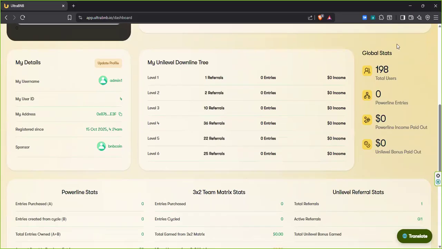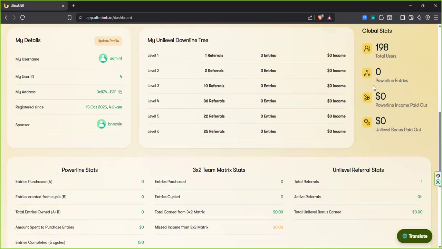Now moving on to the next, which is the global stats. The global stats are not something complicated. We have the total users at the moment, which is 198 registered users. Power line entries is going to be the entries purchased in the power line. So assuming we have, let's say, 1,000 entries purchased in the power line, it will be recorded here as 1,000 entries.